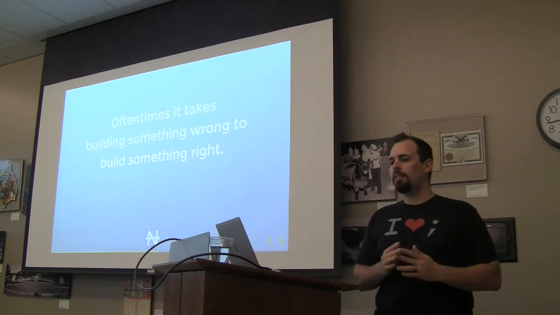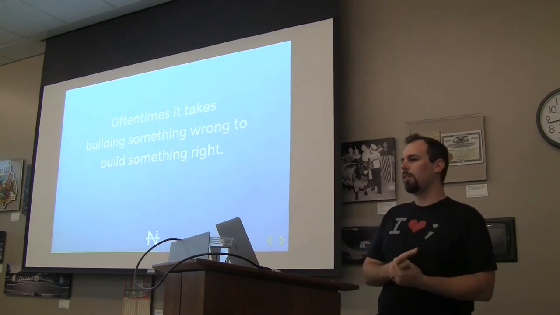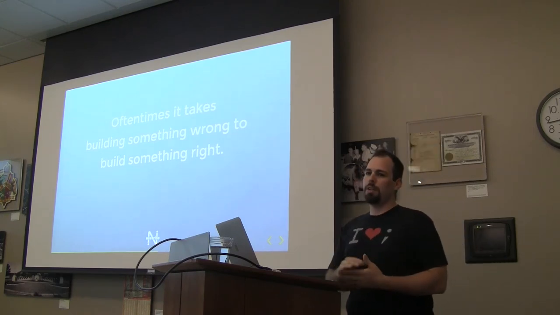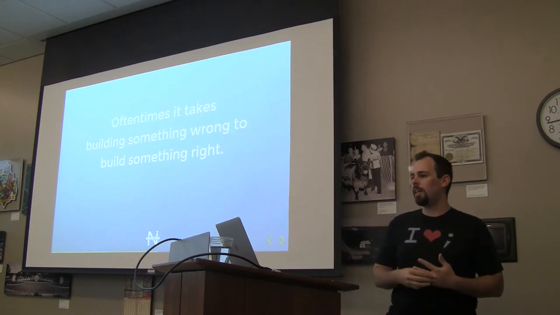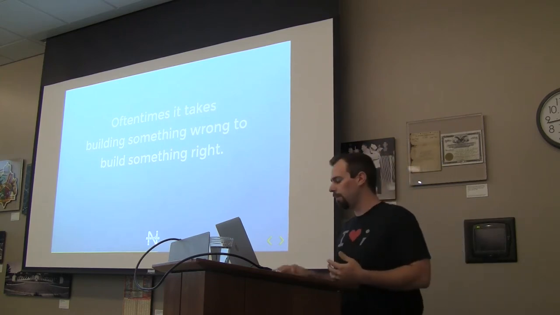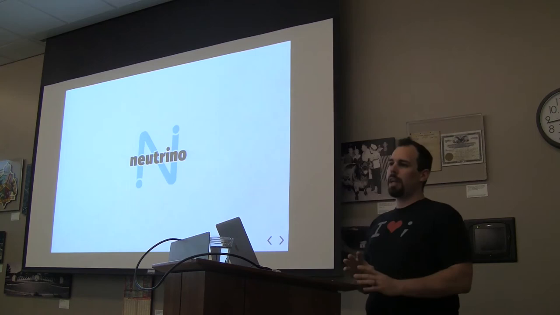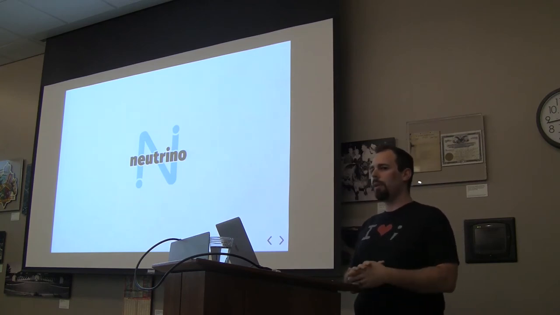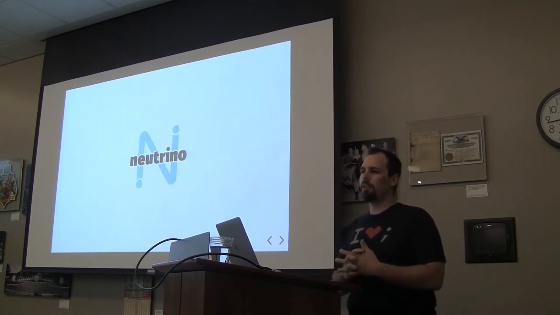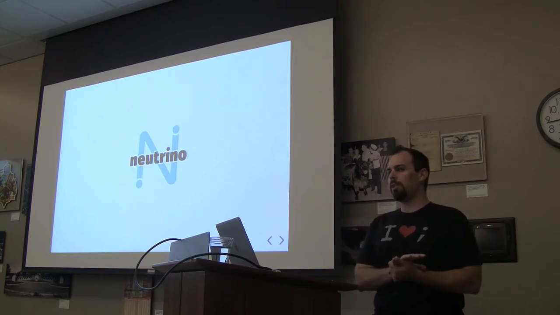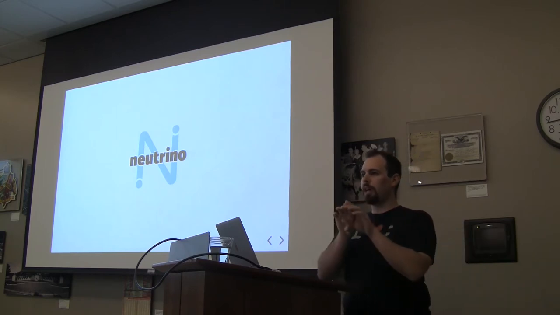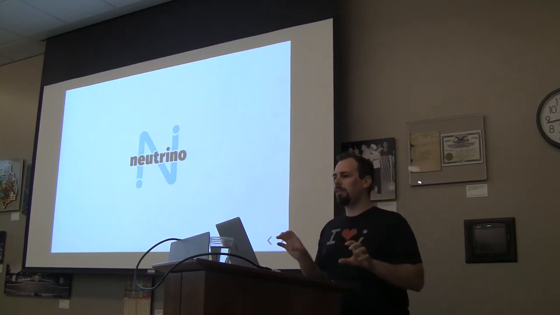And it took us building something wrong, which was Neo, to figure out how to kind of do something right. And I think that's an important lesson to learn. And that's how Neutrino was born. So we abandoned the Neo project and took the lessons that we learned from that and kind of split up that project into two distinct pieces.